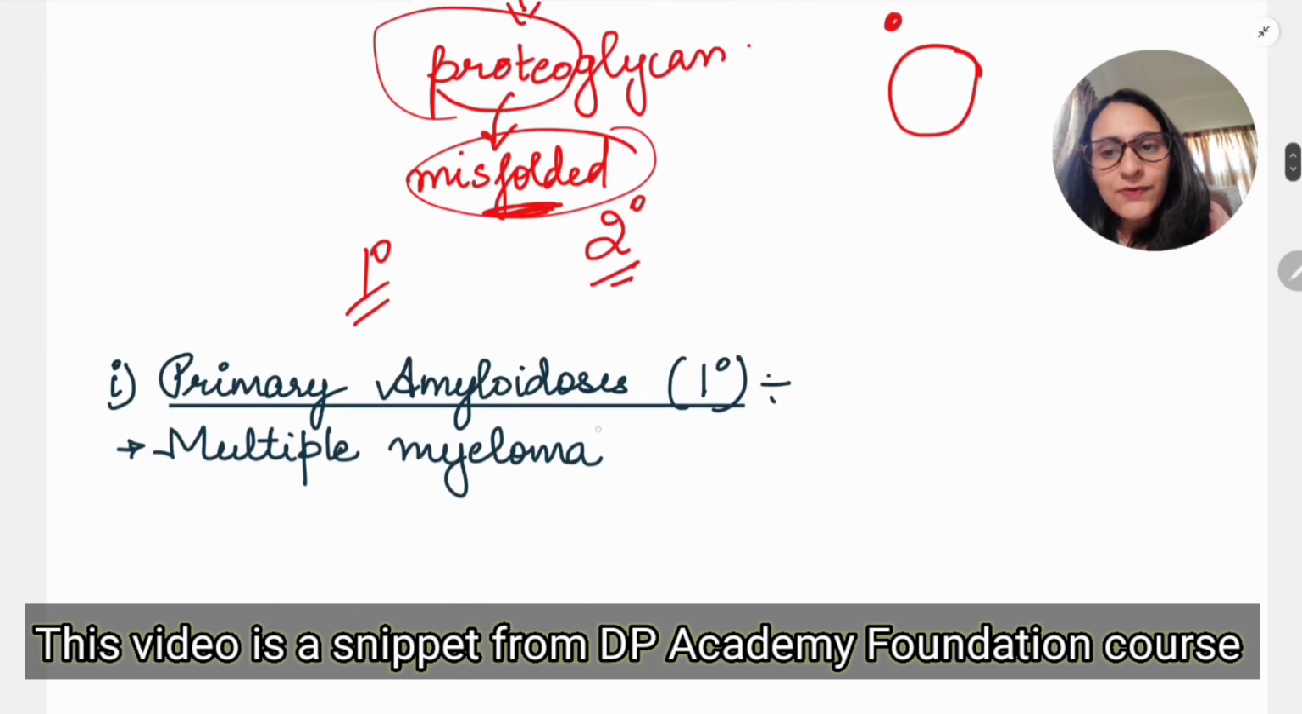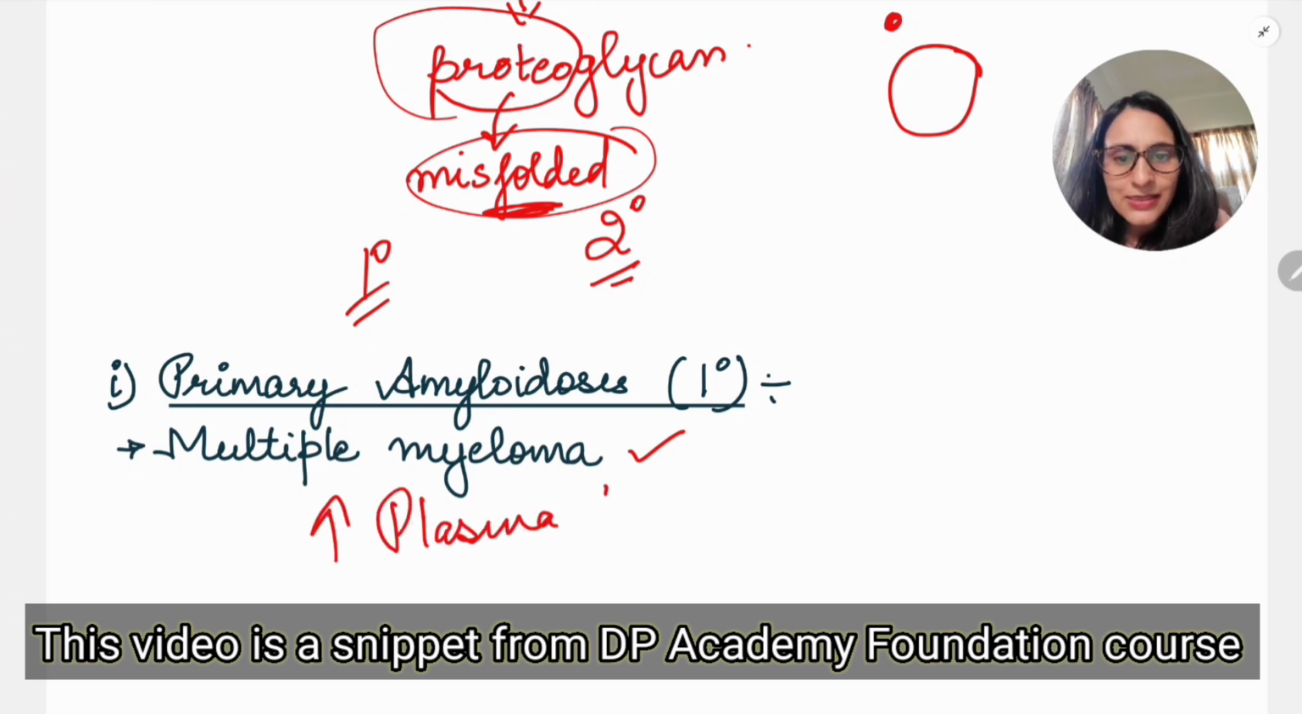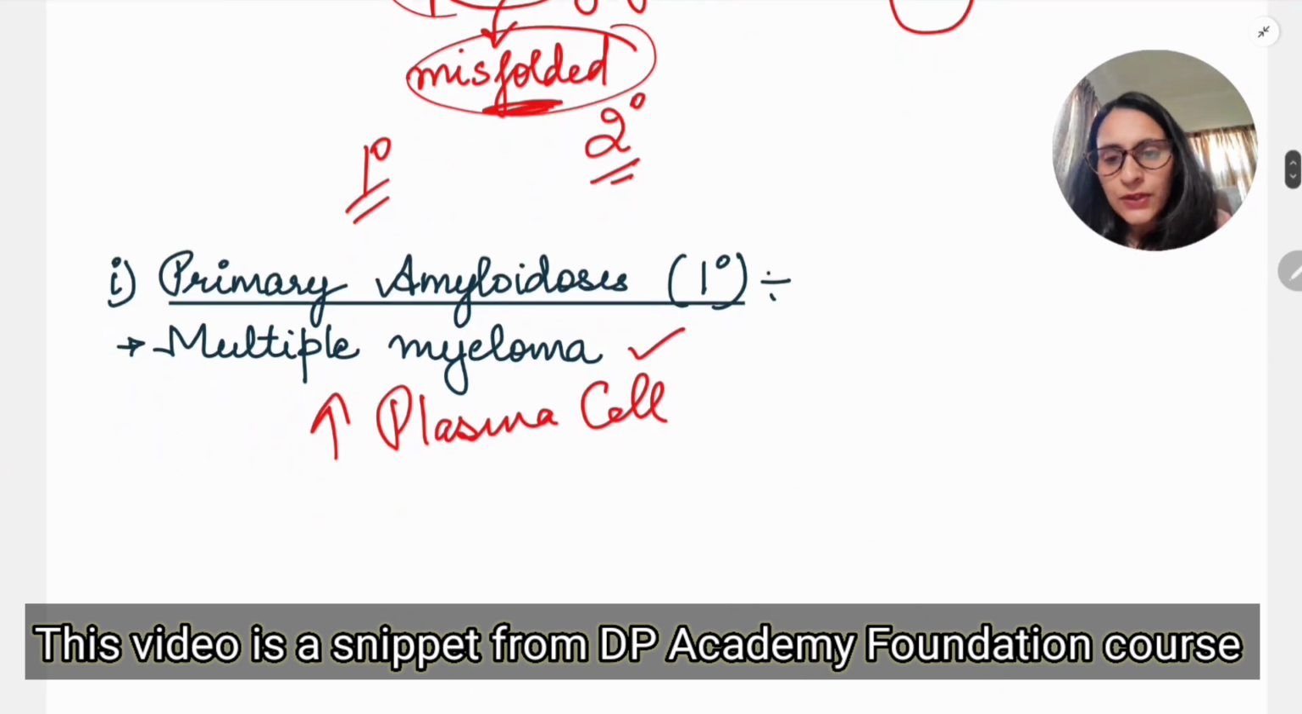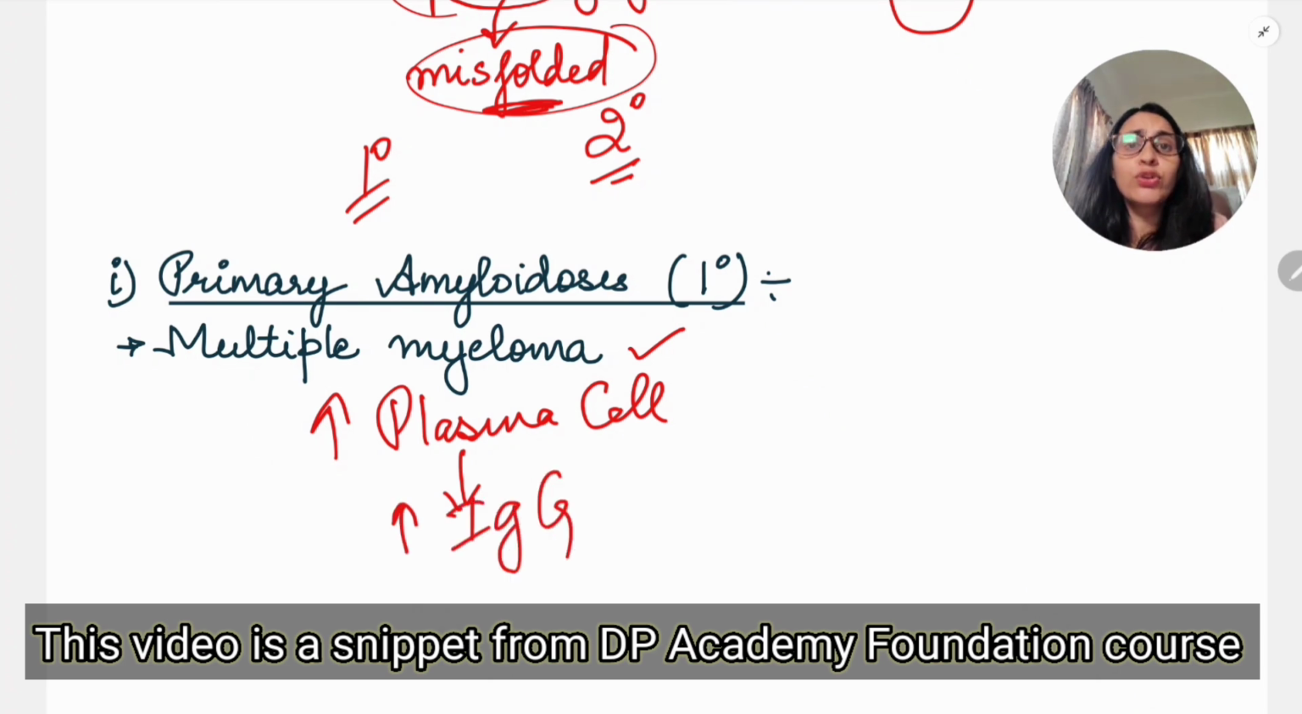In primary amyloidosis, in fact, the only example is multiple myeloma, which is the cancer of plasma cells. In multiple myeloma there is an increase in the plasma cells, as we know. And what is the function of plasma cells? To produce antibodies. So if there is an increase in plasma cells, then we will have more immunoglobulin G. In fact, not only are the antibodies more, the antibodies have an excess of light chains.